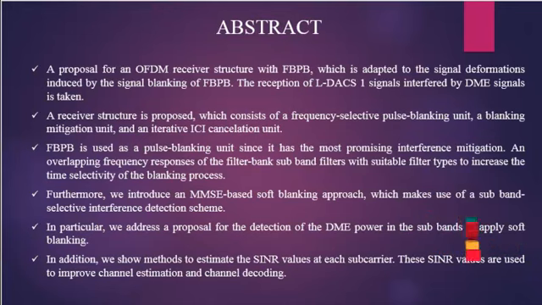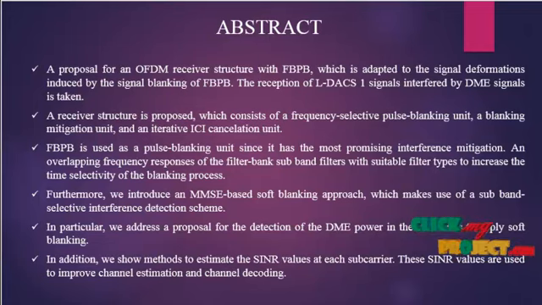Let us discuss the abstract. A proposal for an OFDM receiver structure with FPBB, filter bank pulse blanking, which is adapted to the signal deformations induced by the signal blanking of FPBB. The reception of LDACS1 signals interfered by DME signals is taken. LDACS is an existing system. It causes interference, so we are going for the FPBB.